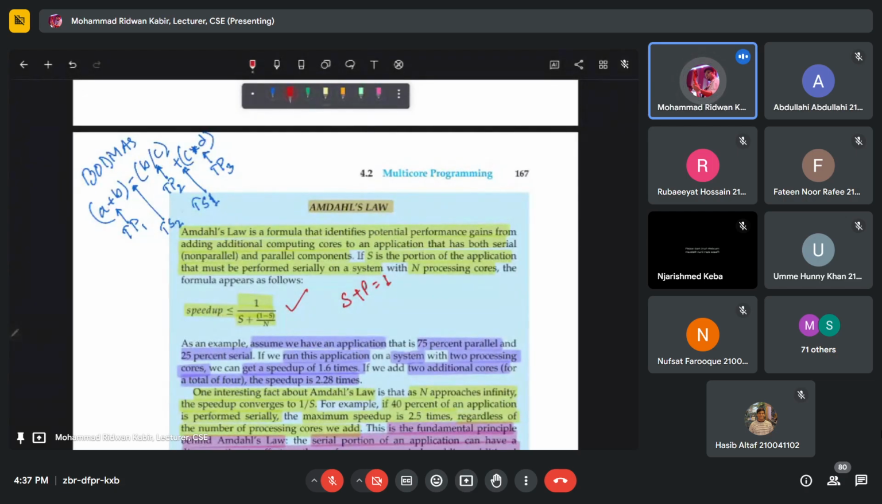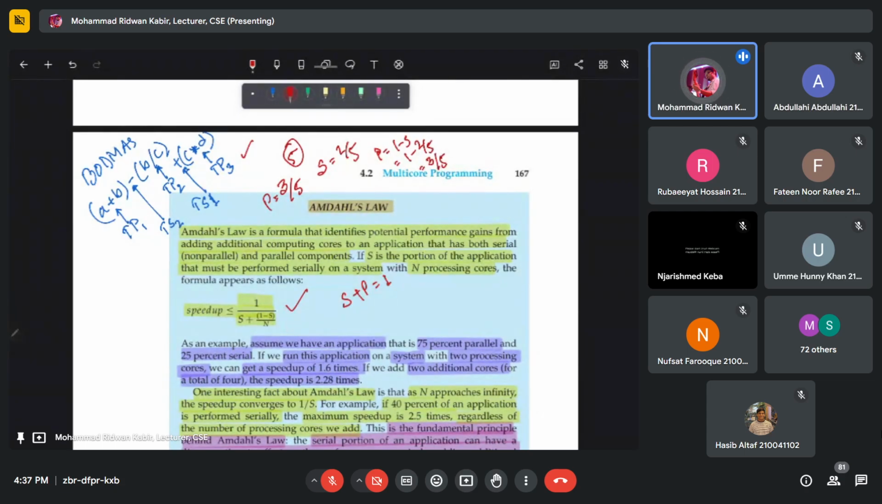So if you look at this example here, how many tasks do I have? 5, right? Among these 5 tasks, how many tasks are parallel? 3. So 3 by 5 you have parallel tasks, and serial tasks are 2 by 5, right? That means if you have S equals 2 by 5, P will be 1 minus S, or 1 minus 2 by 5, which gives you 3 by 5.